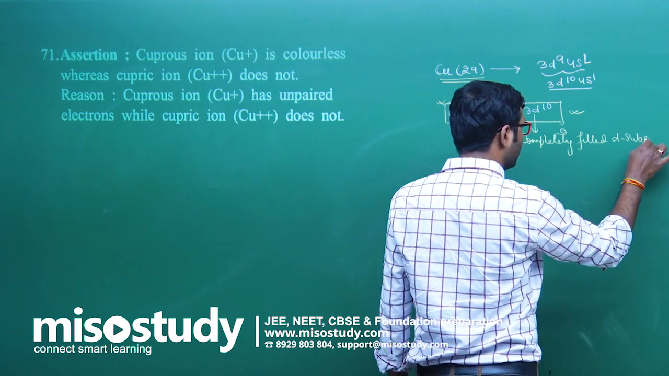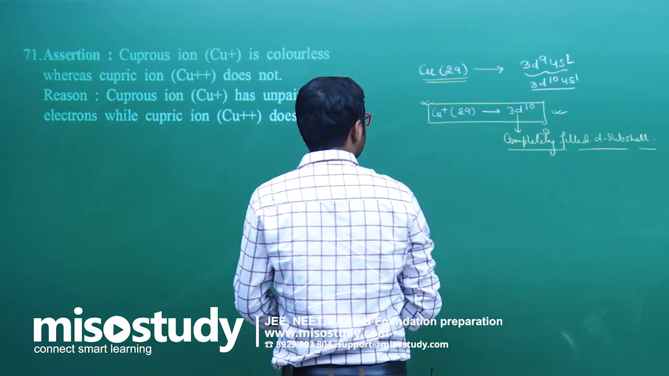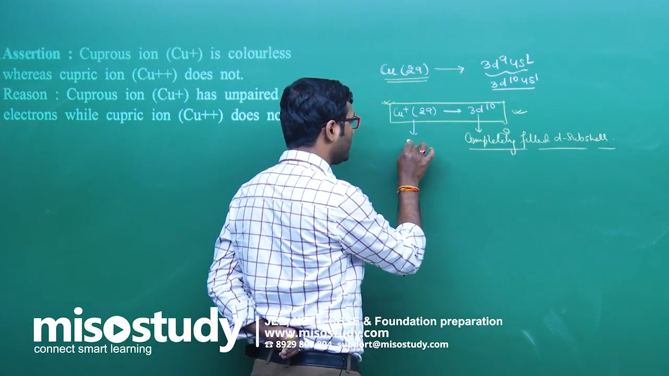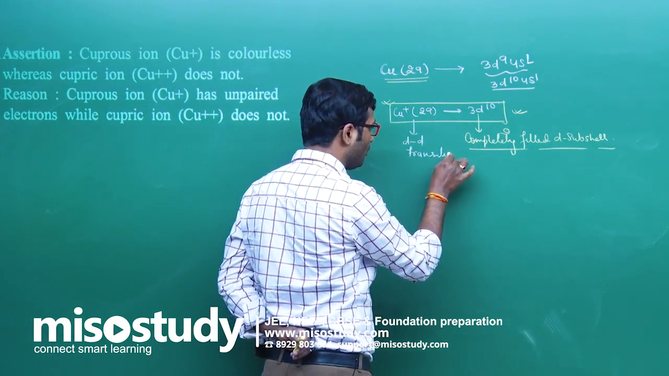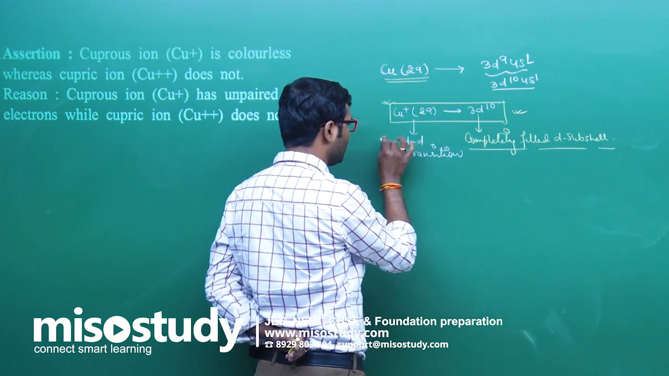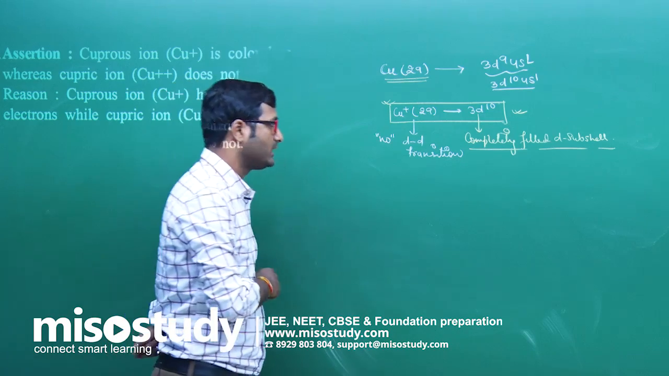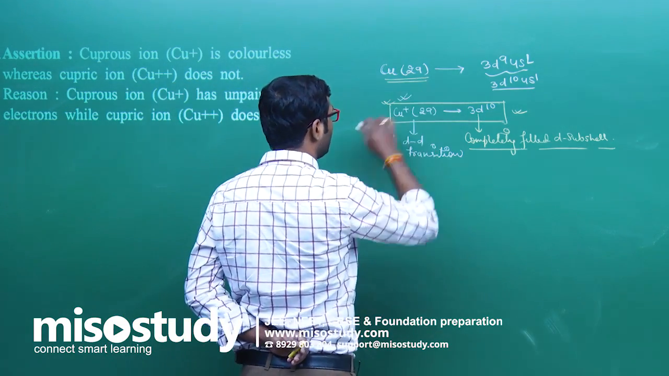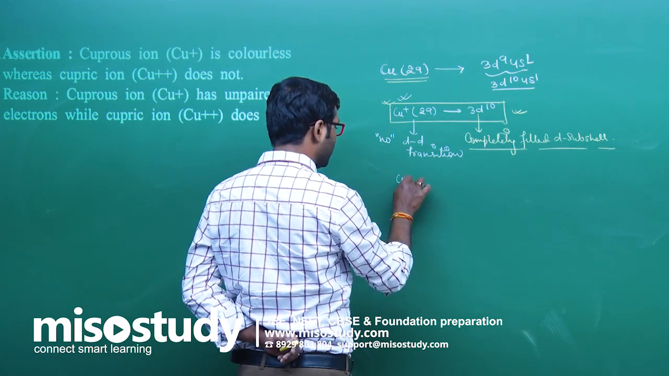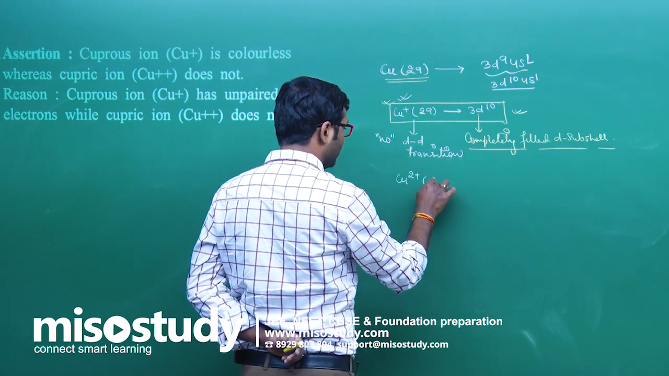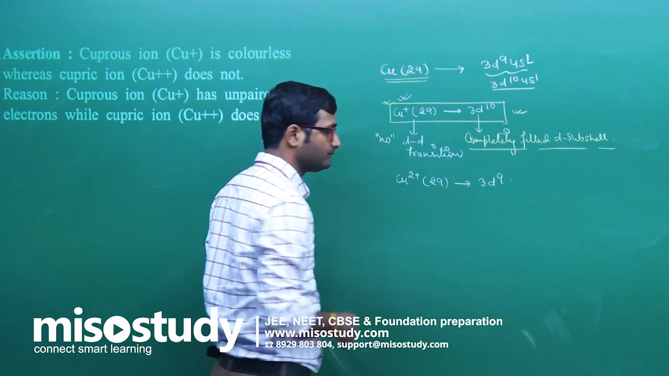Now it has a completely filled d subshell. Again I am repeating, it has a completely filled d subshell. So there is no d-d transition. Due to this reason, the compound of Cu+ is colorless, whereas for the cupric ion, that is Cu2+ ion, it loses one more electron. Now the electronic configuration is 3d9.